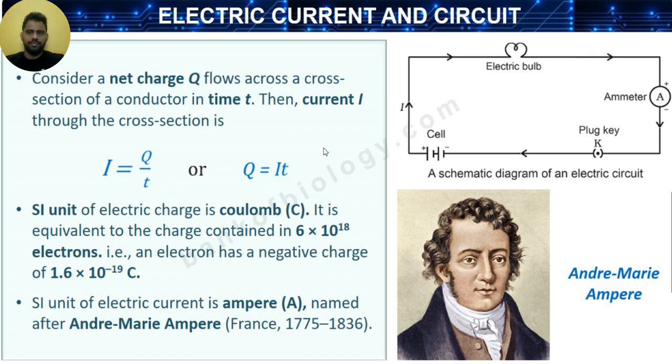Okay, so now this is the schematic diagram of an electric circuit. This is the electric bulb. We have an ammeter here. This is the plug key, and this is the cell.